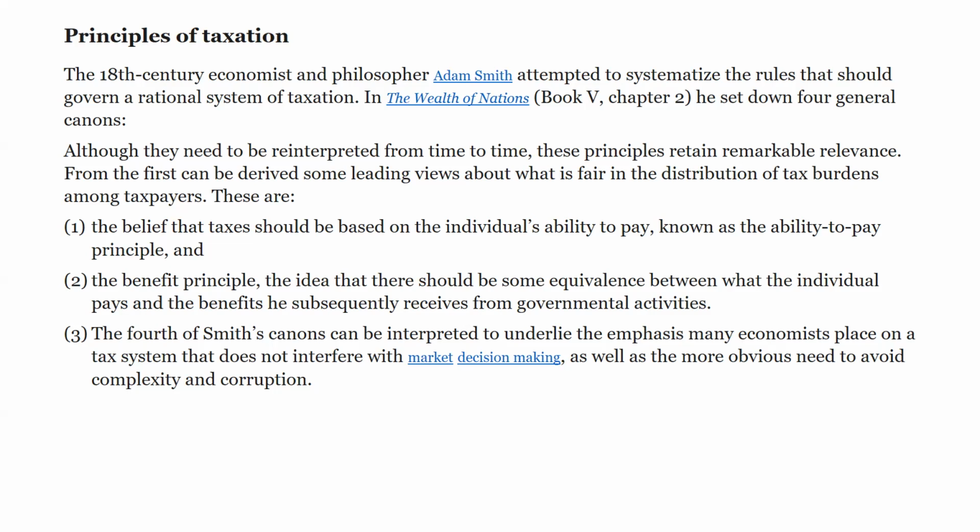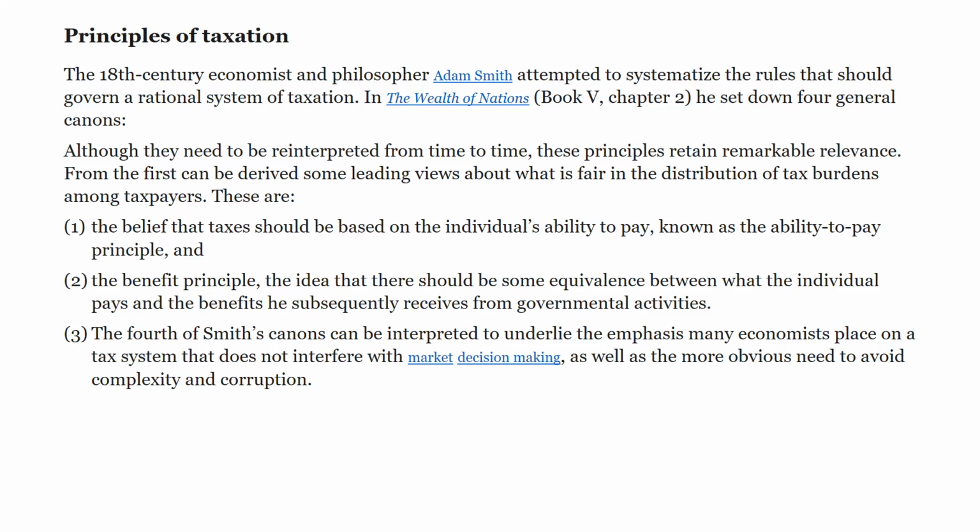So the another principle the taxation system should show is that it should not interfere with market decision making. What is market decision making? Market decision making is like determination of prices, determination of supply, determination of demand, determination of production. It should not affect the competition, and it should not affect the common people. It should not interfere with the market decision. Without interfering with the market, then they can impose the taxation for indirect or direct taxation.